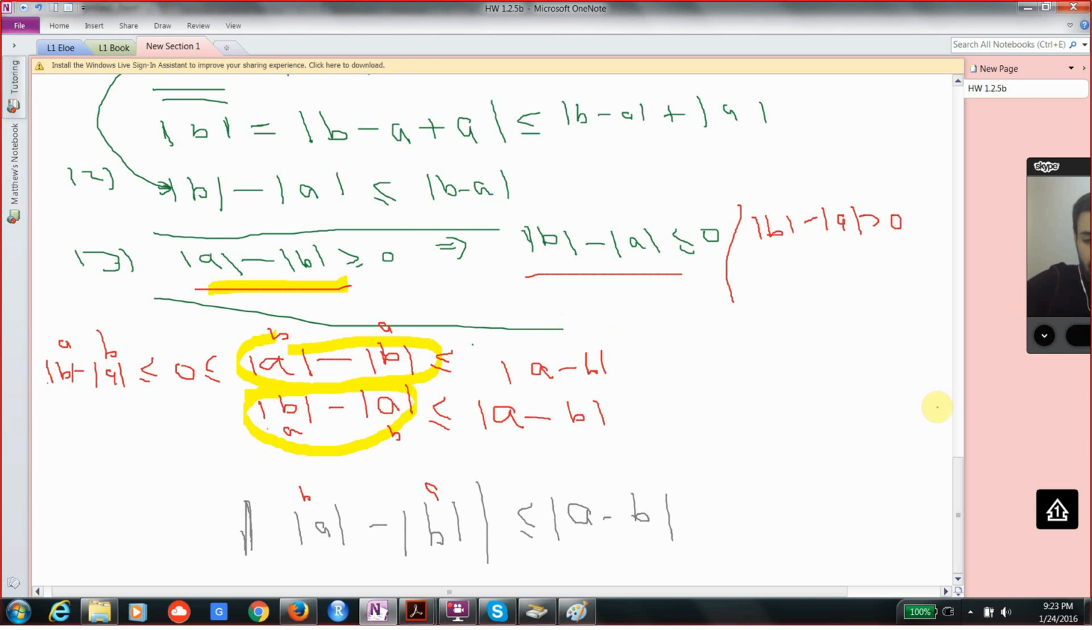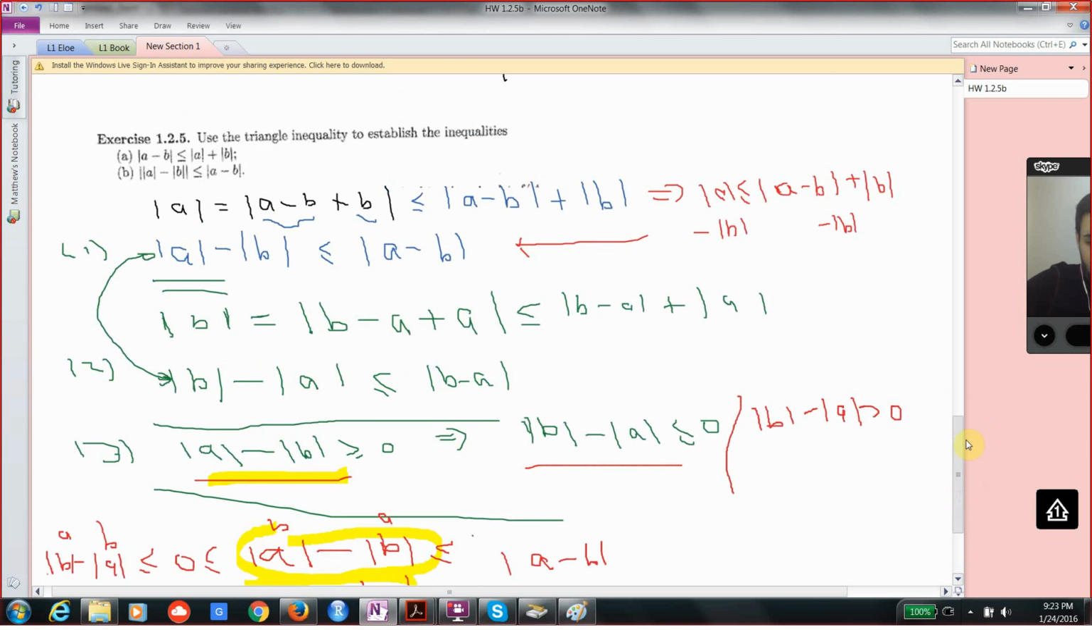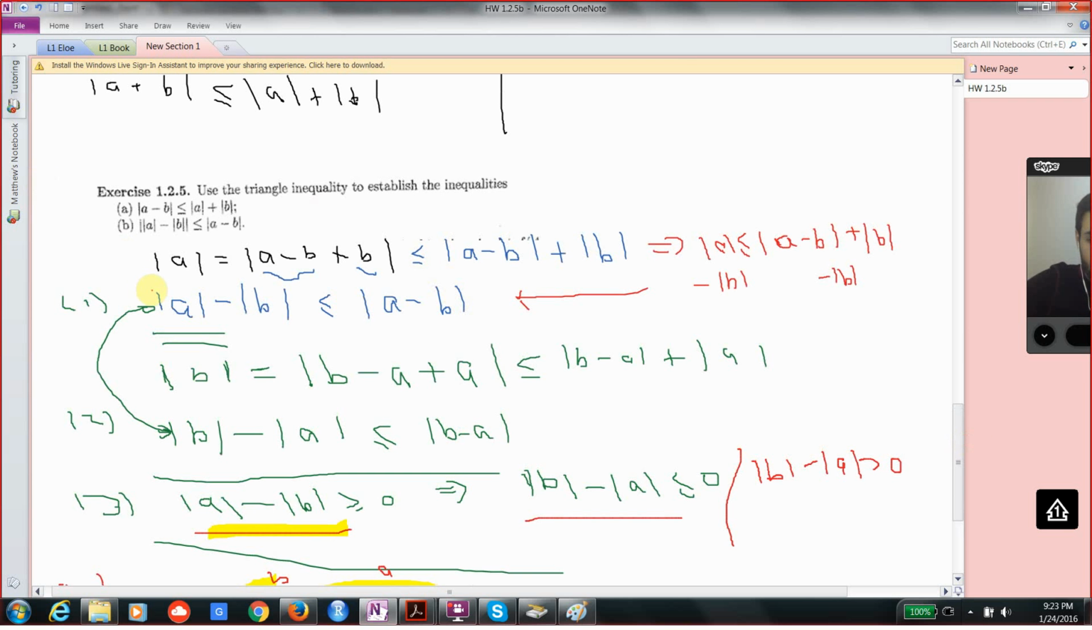So you notice how we combined all these laws. This first one, actually, we didn't do too much here. We basically used the triangle inequality, just in a very, very tricky way.